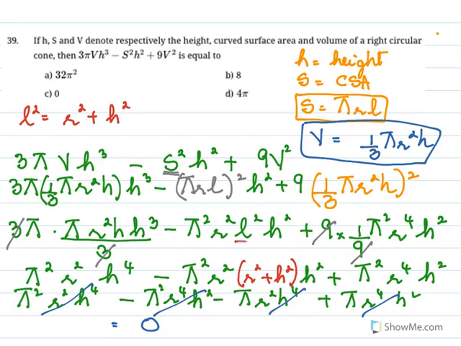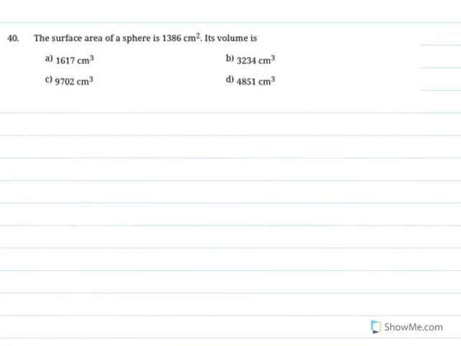This is the most important part here. This L square, you will put r square plus h square and then open the bracket.